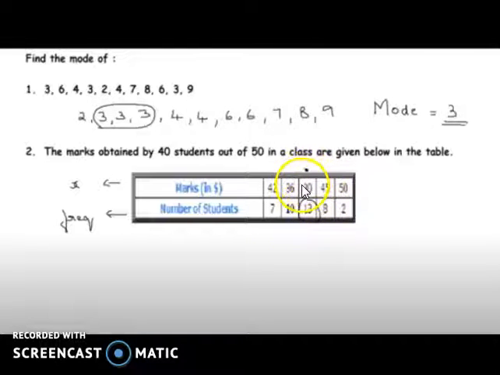So the value in x that has the highest frequency is known as the mode. So mode is equal to 30 is the answer. Mode is stated as 30.